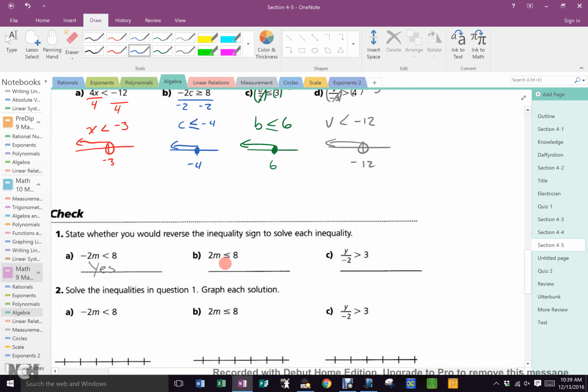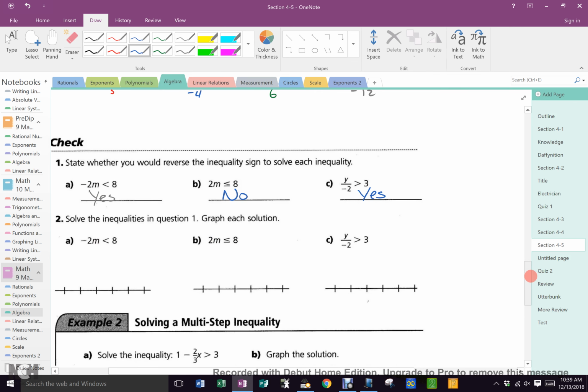What about this one? No. Because that would be divide by a positive. What about this one? Yes. Because we would multiply. Right? Now, solve them. Solve and graph. You guys do those. Go. I expect to see 17 pencils moving.